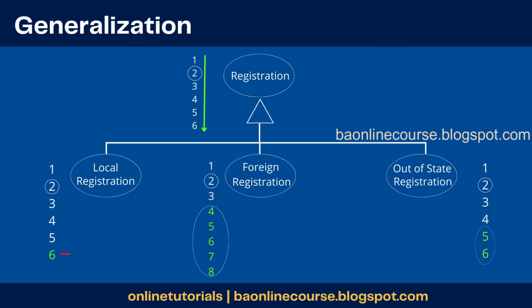So you would use this symbol, a triangle, and then an arrow pointed out with a triangle as a head. Right? So this is the symbol which is signifying the generalization. Clear about this relationship? Any questions?